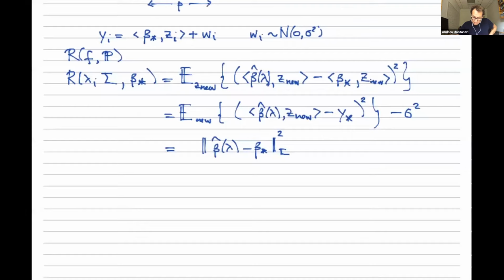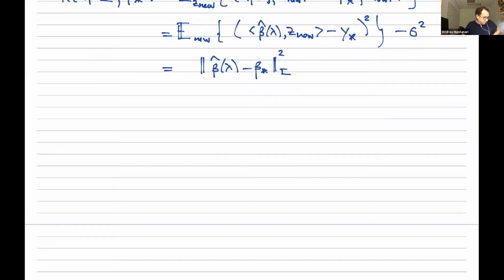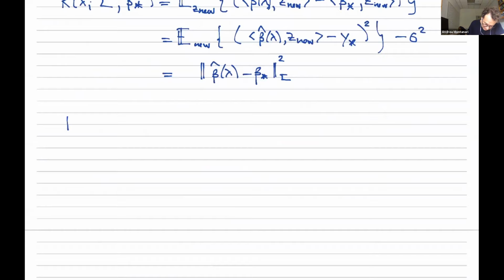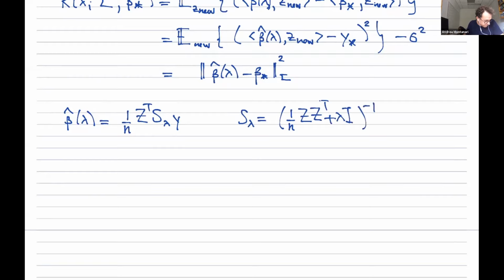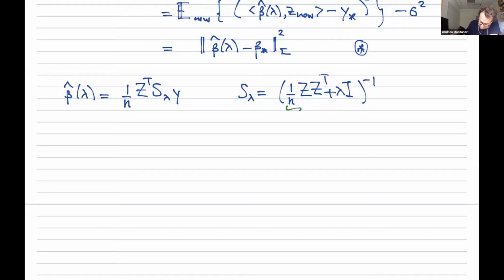Okay, now one very convenient thing that happens for ridge regression is that I can write explicitly the form of beta hat. You solve this quadratic problem here, and you get a very simple formula from linear algebra: beta hat of lambda is 1 over n z transpose times S lambda of y, where S lambda is defined as the matrix 1 over n z z transpose plus lambda I, inverse. By the way, this kind of matrix is, as you will see in the next lecture, the kernel matrix, and it will play an important role in the next lecture.